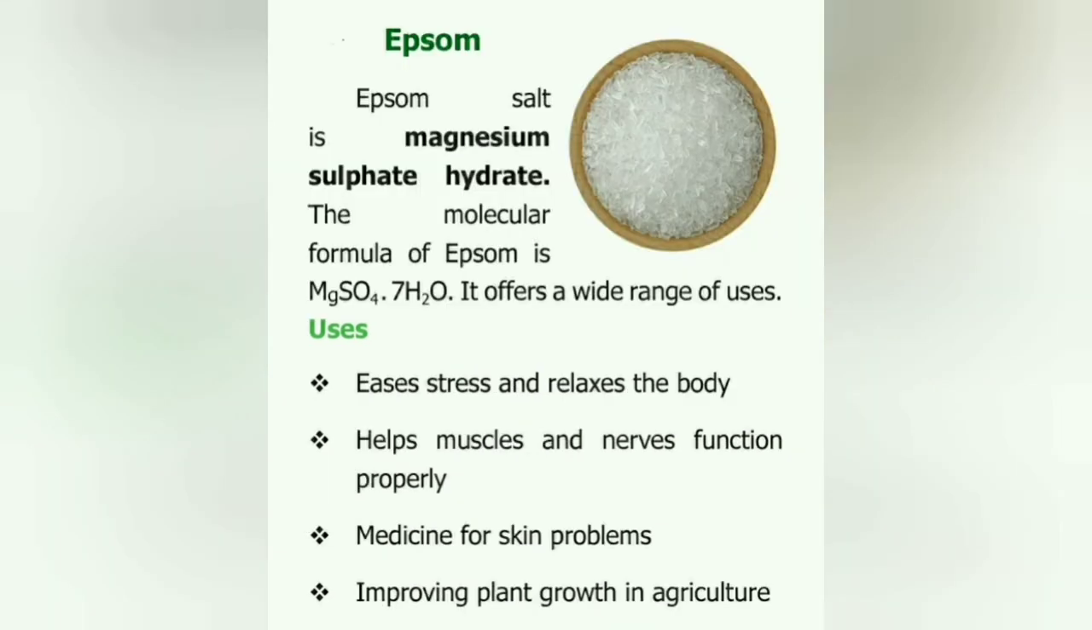Epsom salt. Epsom salt is magnesium sulfate hydrate, and the molecular formula for Epsom salt is MgSO4.7H2O. It offers a wide range of uses. It is used to ease stress and relax our body. It also helps our muscles and nerves function properly. It is used as medicine for skin problems, and it is also used to improve plant growth in agriculture.